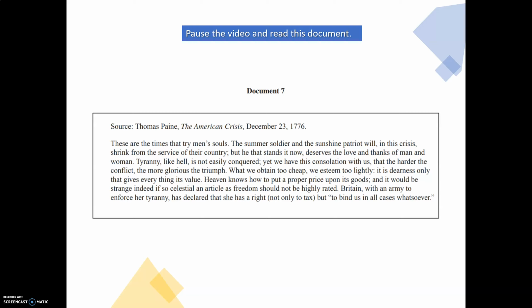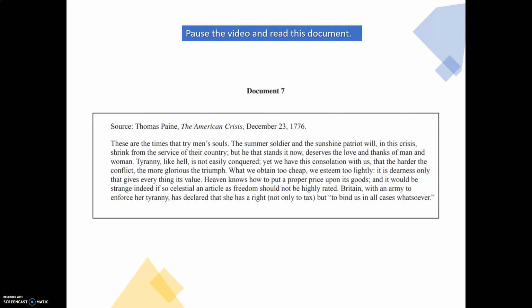But they don't know this is going to happen on the 23rd, right? Things are still looking really bleak. And this document you see here has got some famous phrases. It starts out that these are the times that try men's souls. In other words, we are facing a crisis point, and this is where the true patriots stand up and fight, and those who are just kind of summer soldiers or bandwagon patriots are going to just kind of fall away and not stand up and defend their country.